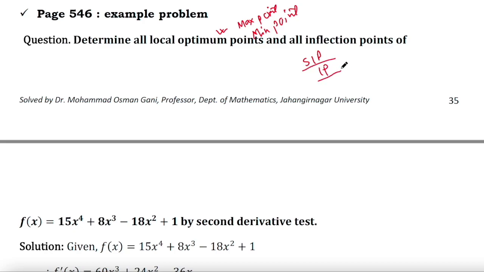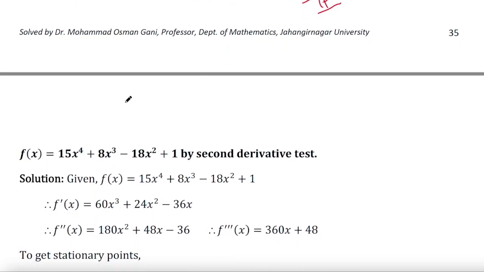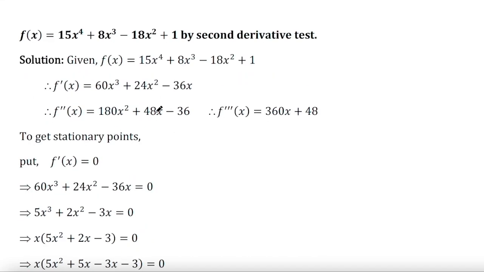SIP and IP, all inflection points, if there is a SIP; otherwise you will calculate only IP. So this is a 4th degree function, and you can solve this problem. In this handout I already solved this problem by the second derivative test, so probably I don't need to explain. You can check it at your apartment.